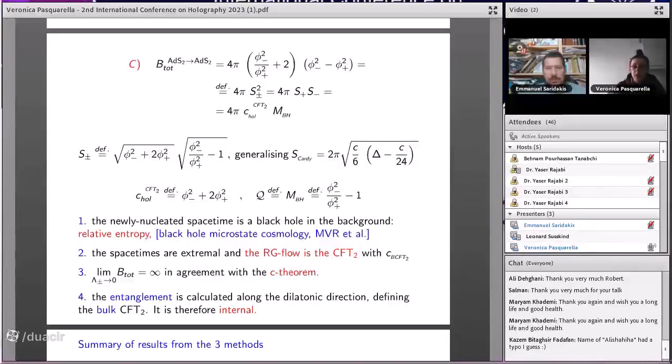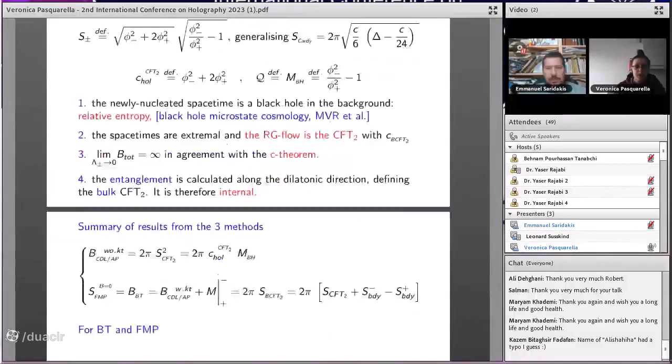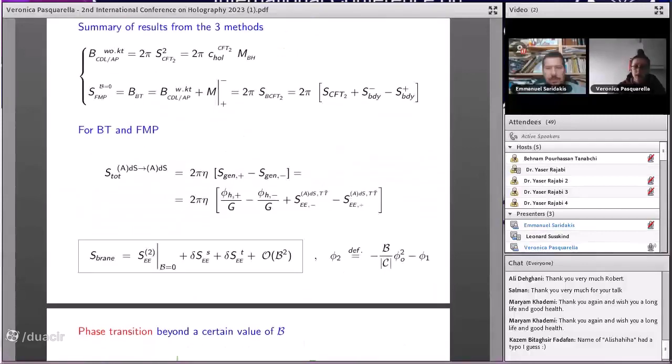So this is telling us, by looking at what these parameters are mapped to in the transition, that the central charge is mapped to the background cosmological constant, and delta is mapped to the new cosmological constant of the new spacetime being nucleated. So you can actually visualize the nucleated spacetime as being a black hole in the background spacetime that you started with. So it's in this sense that you can think of it as some kind of relative entropy. So this is basically the summary in terms of notations.